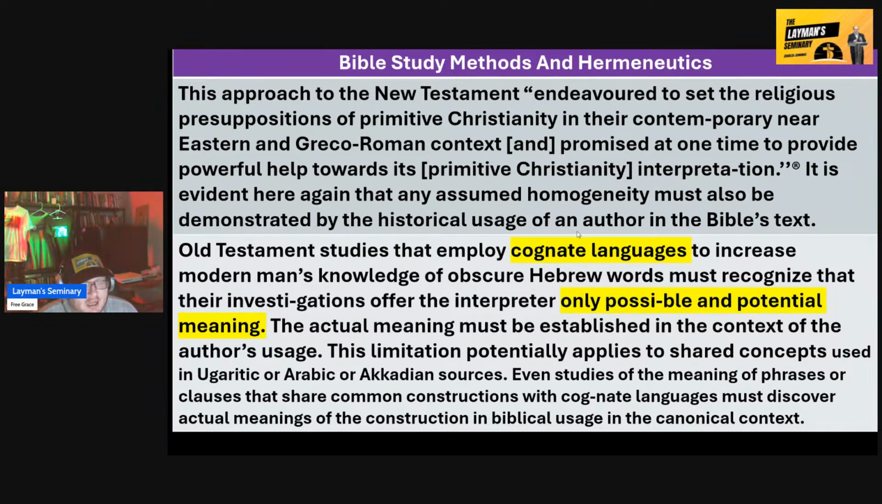Old Testament studies that employ cognate languages to increase modern man's knowledge of obscure Hebrew words must recognize that the investigations offer the interpreter only possible and potential meaning. The actual meaning must be established in the context of the author's usage. This limitation potentially applies to shared concepts used in the Ugaritic or Arabic or Akkadian sources. Even studies of the meaning of phrases or clauses that share common constructions with cognate languages must discover actual meanings of the construction in biblical usage in the canonical context.